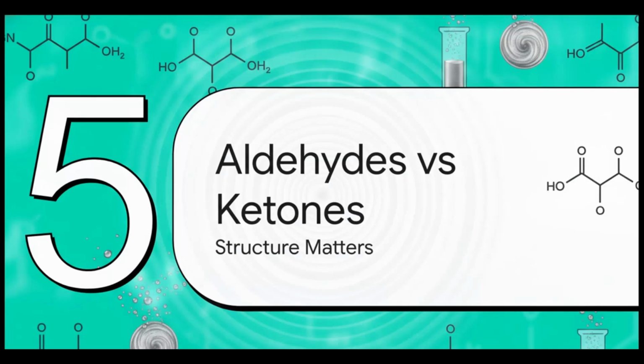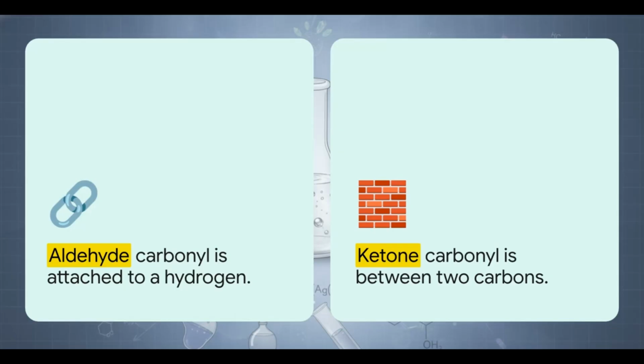Next up, Section 5. Aldehydes versus ketones. Structure matters. To really grasp why this happens, we have to visually pit their molecular structures against each other. Okay, so both contain a carbonyl group, but here's the kicker. In an aldehyde, that carbonyl carbon is exposed. It's attached directly to a hydrogen atom.